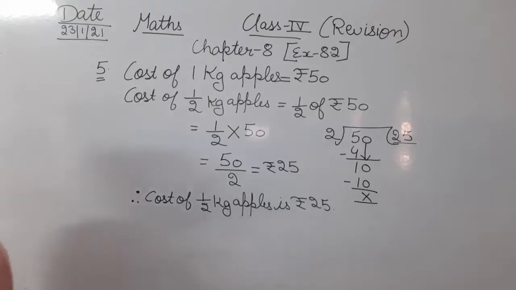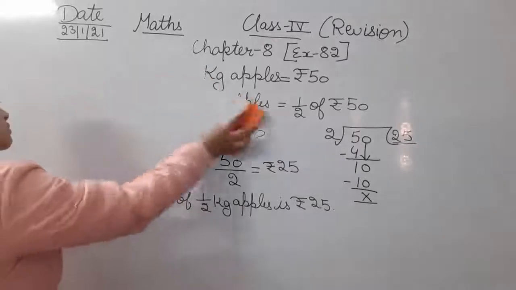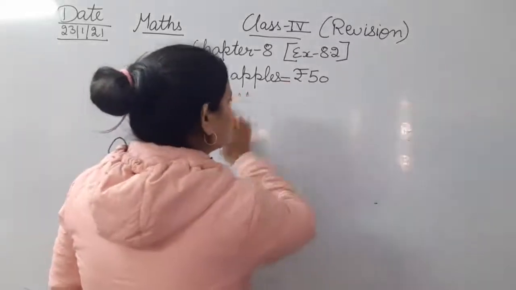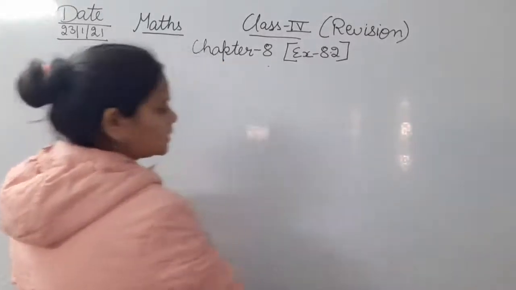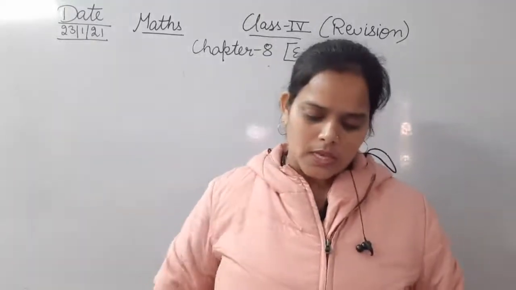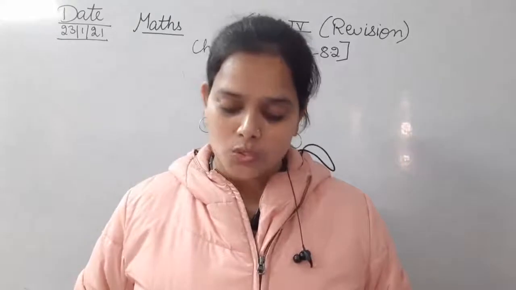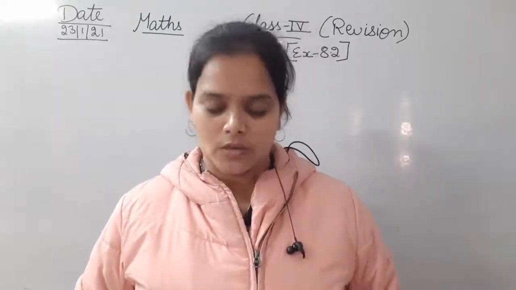Moving next to sum number 6 of the same exercise. Sum number 6 is: if 1 liter milk costs rupees 20, how much will 1/4 liter cost?